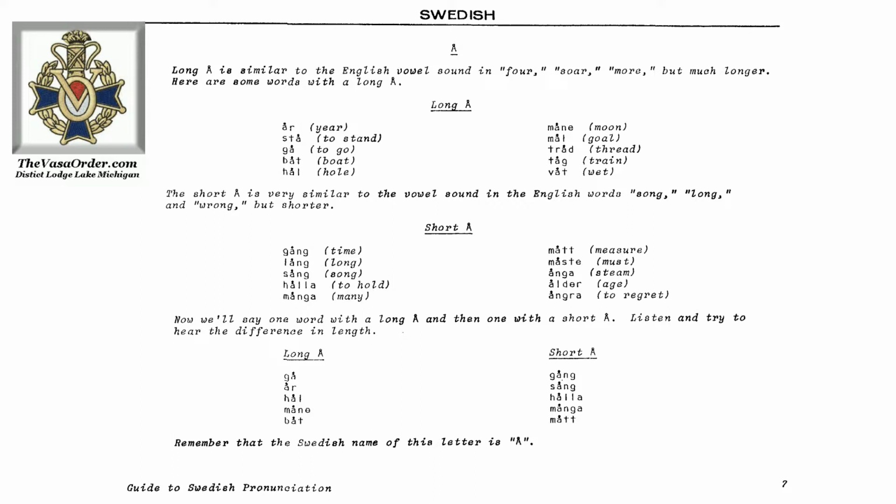Now we'll say one word with a long O and then one with a short O. Listen and try to hear the difference in length. Long O. Gå. Short O. Gång. År. Sång. Hål, hålla, måne, många, båt, mått. Remember that the Swedish name of this letter is Å.